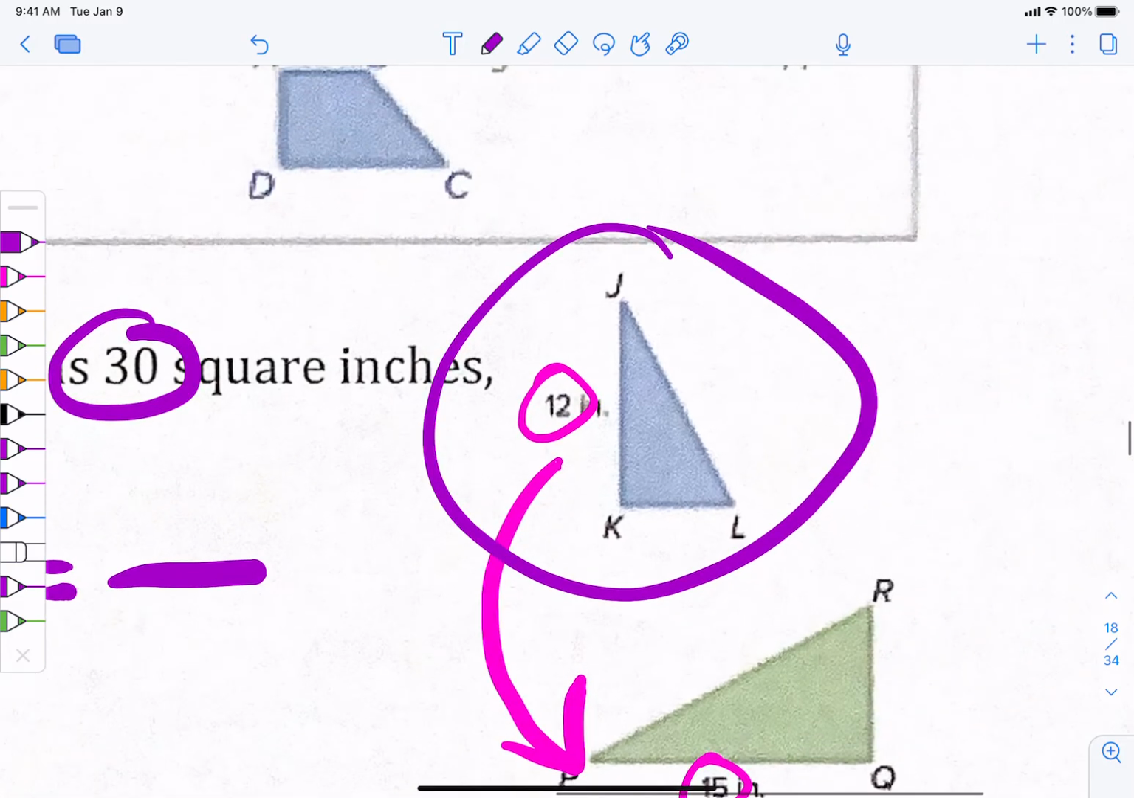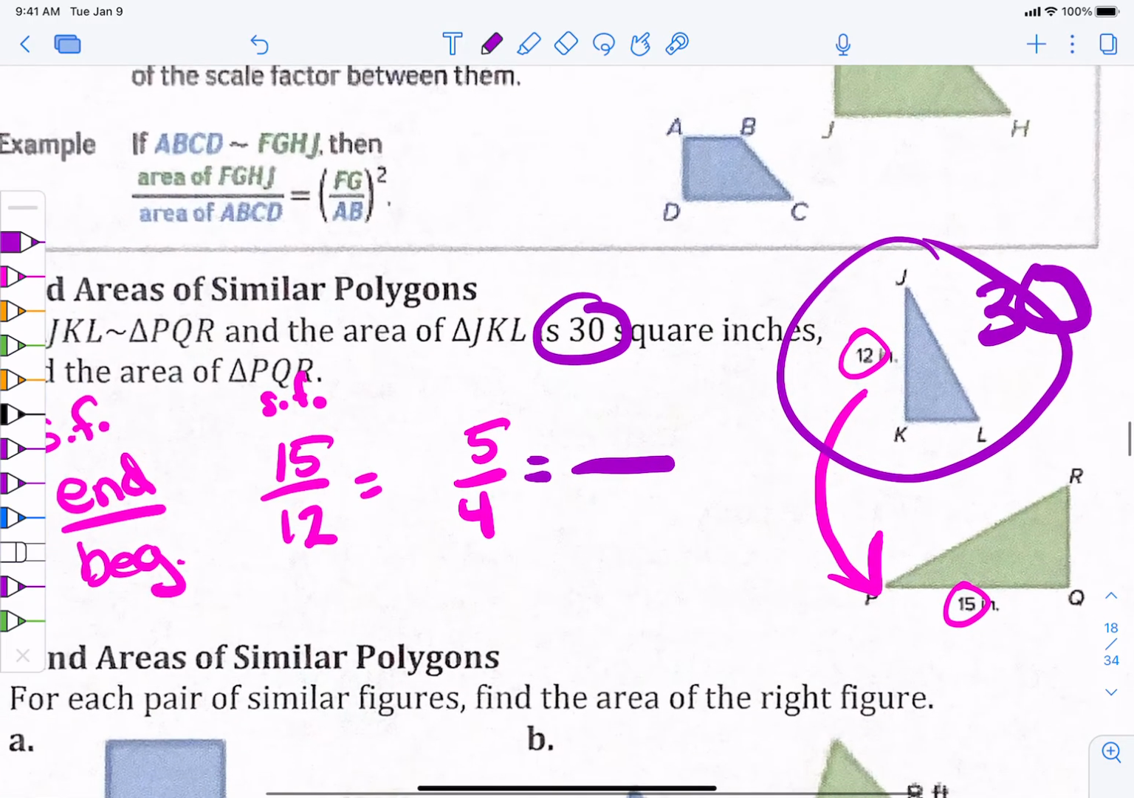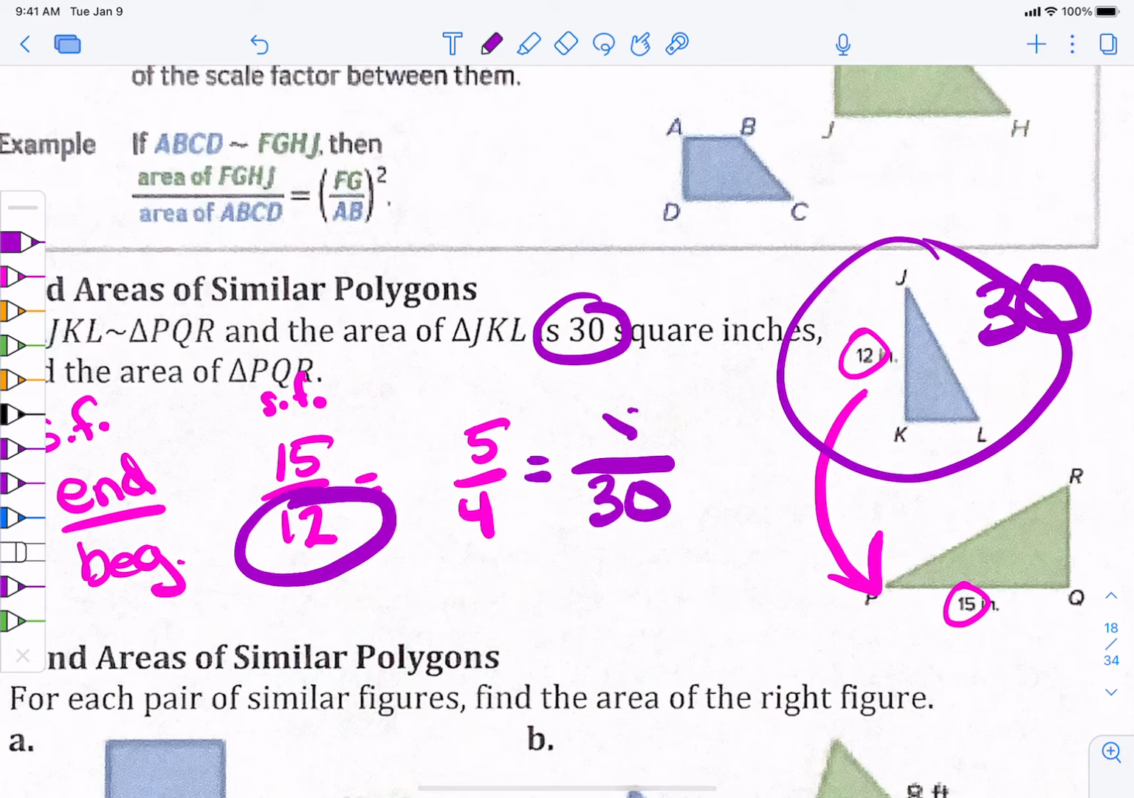This guy has an area of 30. So 30 needs to be on the bottom. Why? Because the 12 is on the bottom, right? You got to keep the less with the less, okay? So we're solving for x.